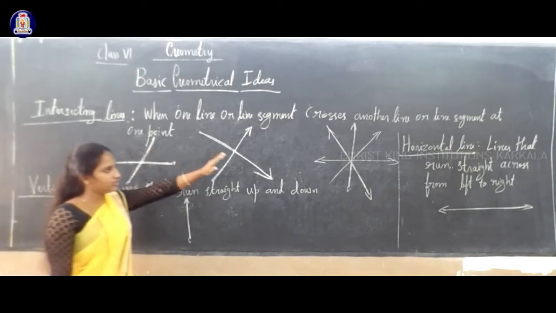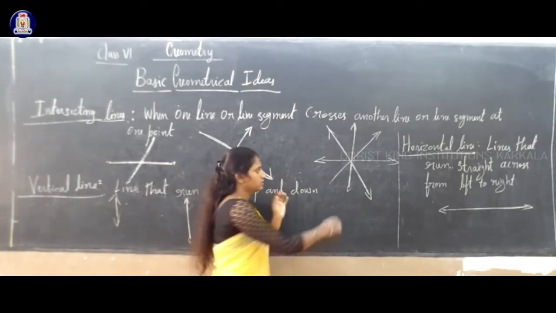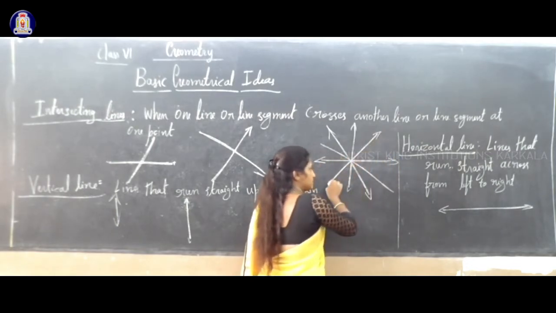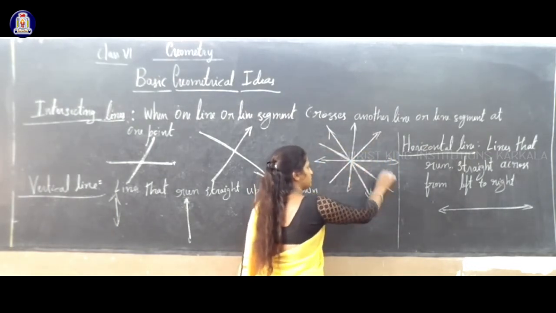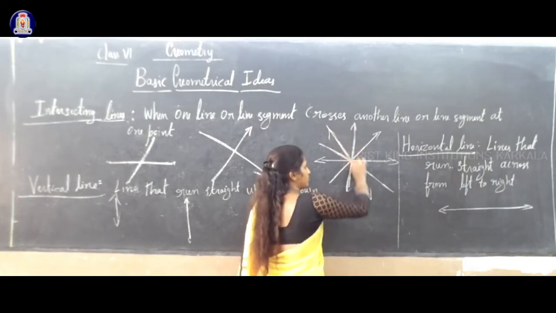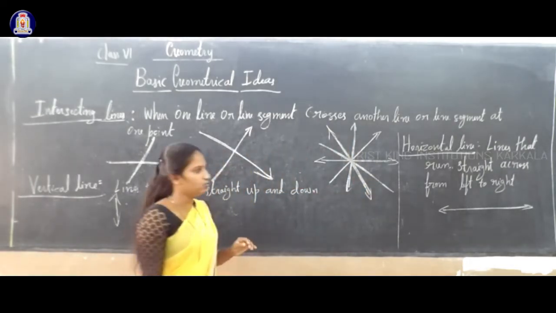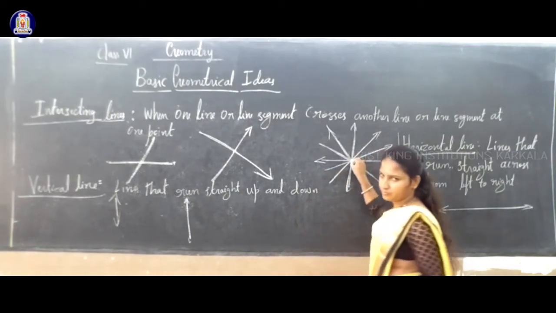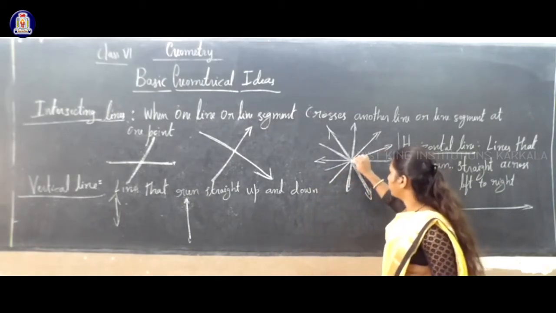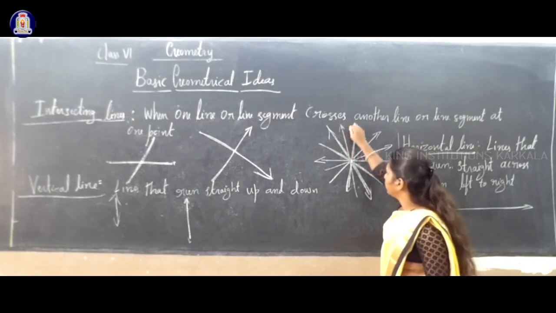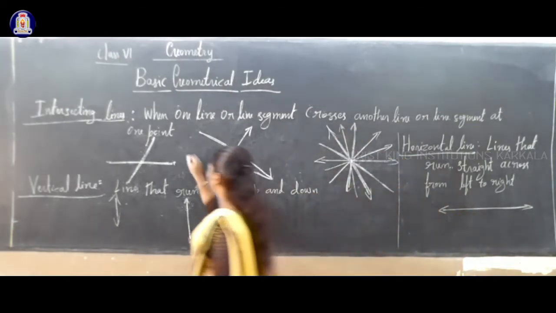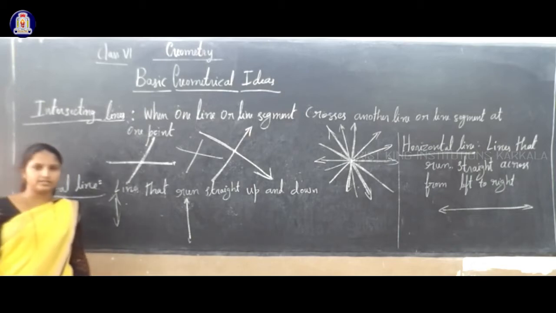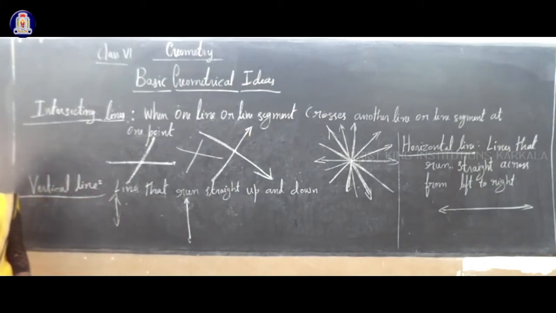So here is the third example. See how the lines are intersecting. This is one line, and another line crosses the previous line. We can draw many lines through one point. Here all the lines are passing through one point, intersecting at one point. Clear? So one line crosses another line at one point. That is called intersecting lines.